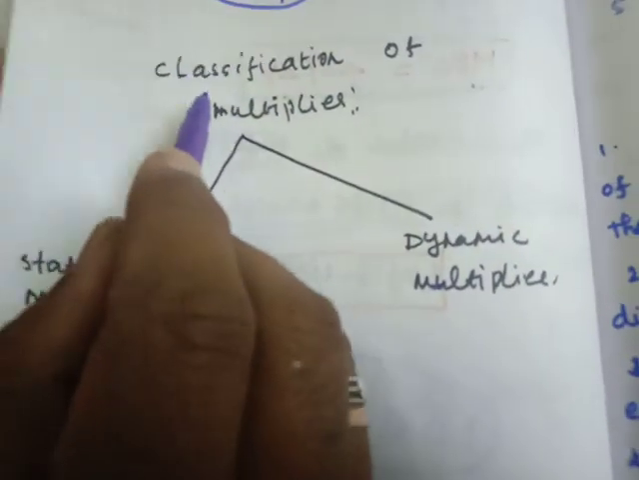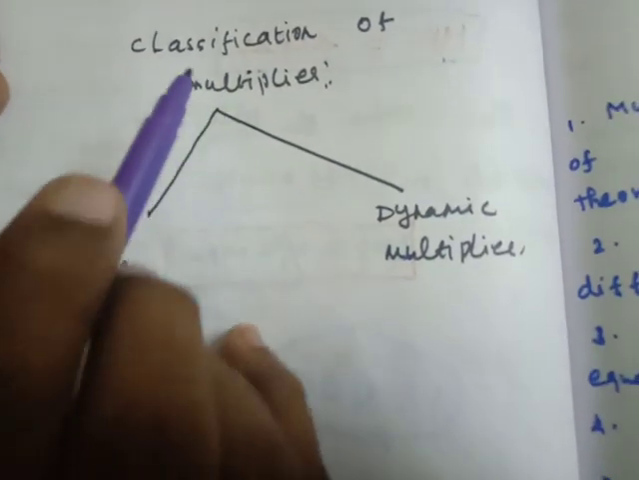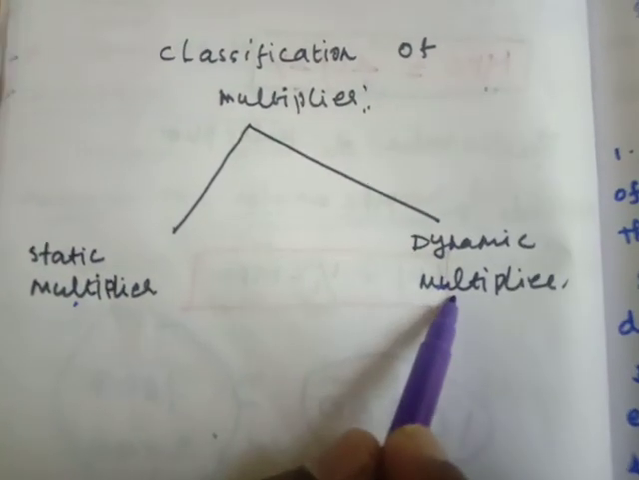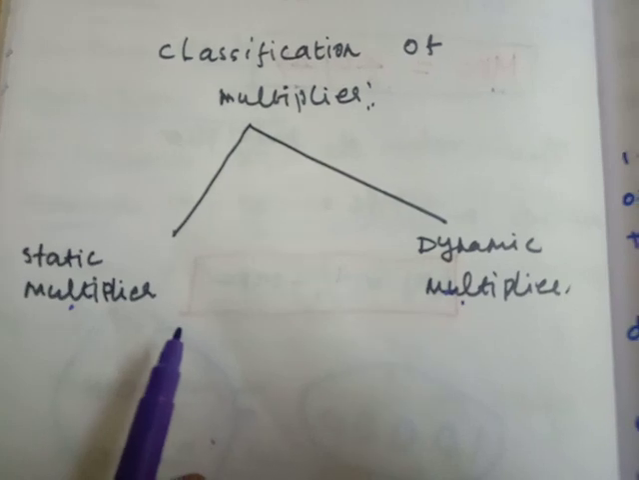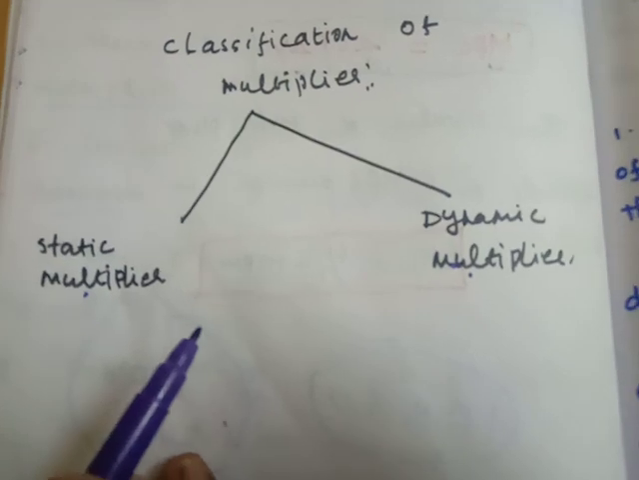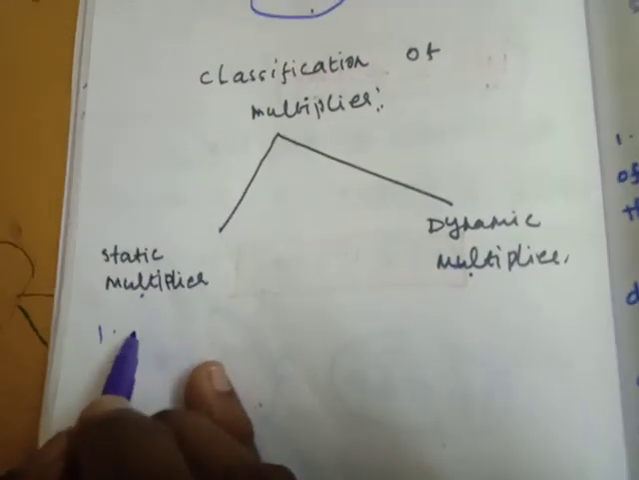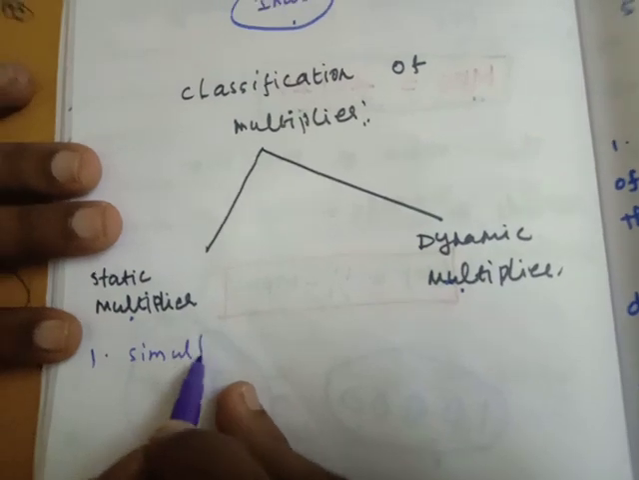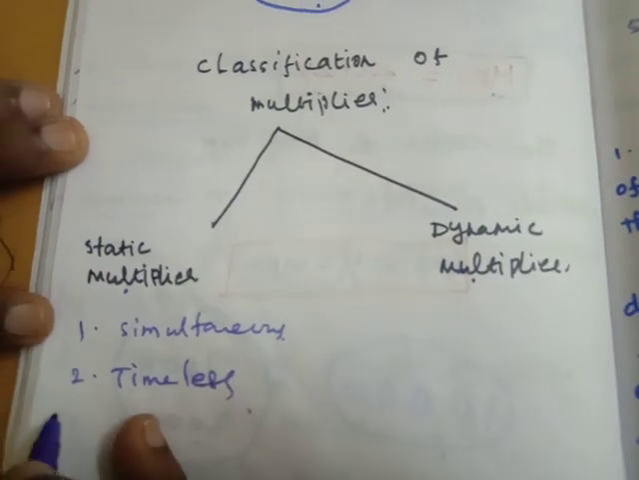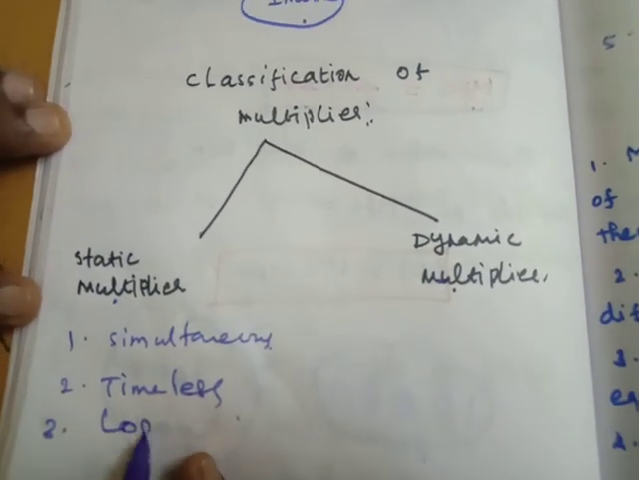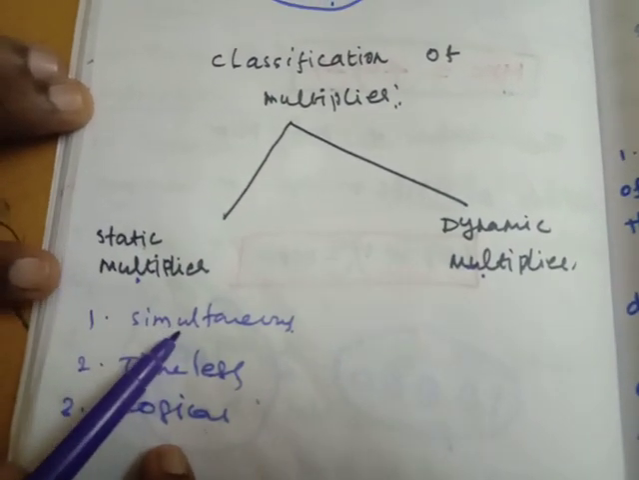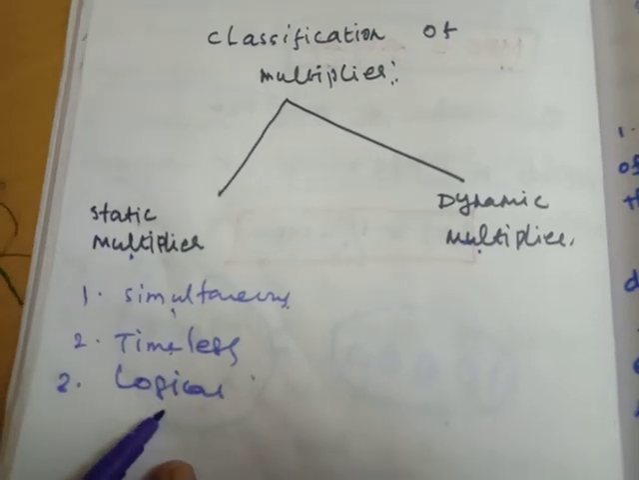Next, we will move to the classification of multiplier, or kinds of multiplier. We have two multipliers: one is the static multiplier and the other is the dynamic multiplier. The static multiplier is also known as the simultaneous multiplier, timeless multiplier, and logical multiplier.